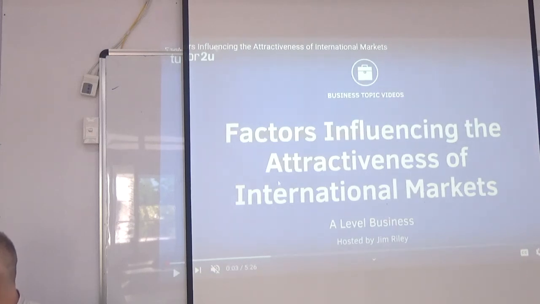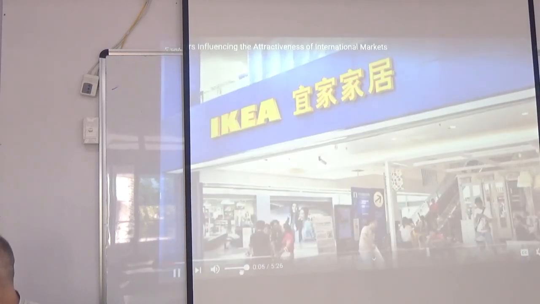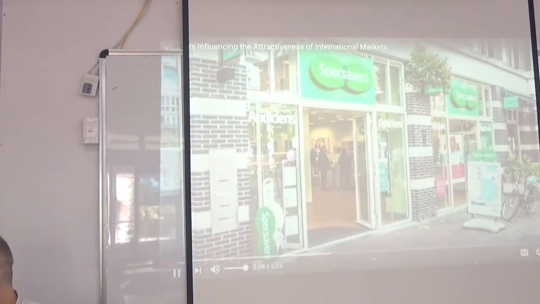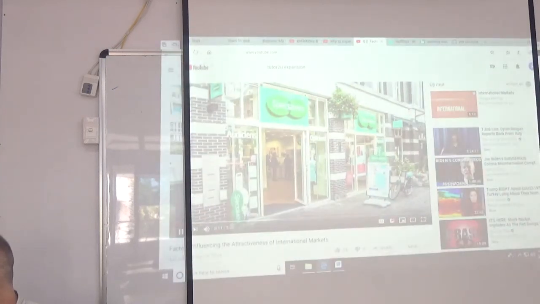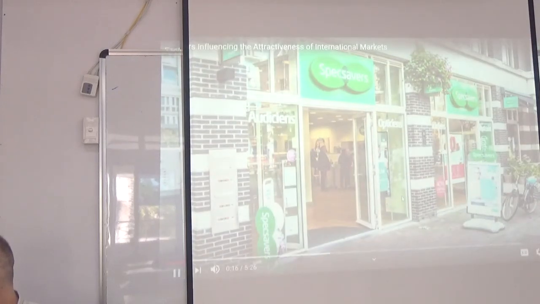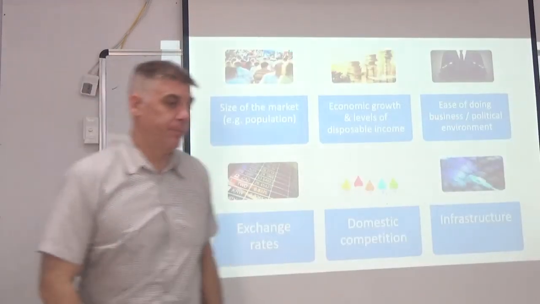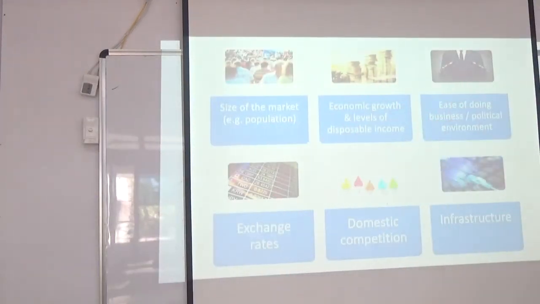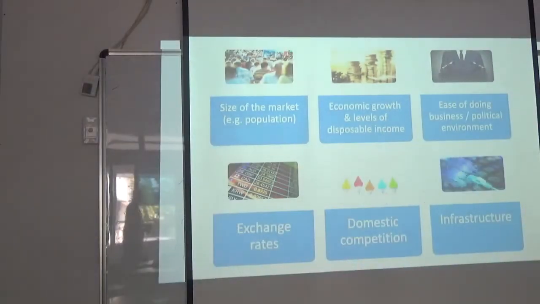Factors influencing the attractiveness of international markets. What we're talking about, international markets, like IKEA has done over decades, and businesses like Specsavers have too. What factors do they need to consider when they decide how attractive a particular international market is? A-level business students need to have an awareness of these factors, so we'll have to look at six here, which I think are worth adding to your notes. So it might be worth pausing the video as we go through these. I'll just deal with each of the six quite briefly.